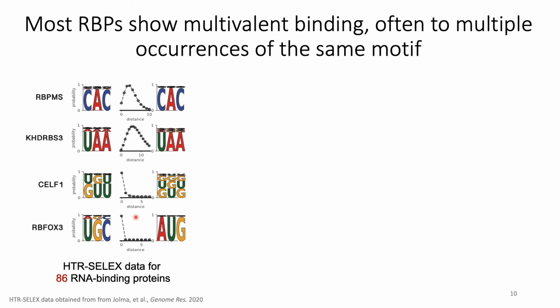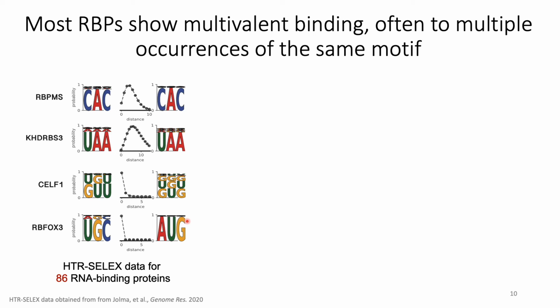So to do that, I looked at the high-throughput SELEX data for 86 RNA binding proteins, and I'm showing you the BMF results for 4 different RNA binding proteins in this dataset. We do see that for some of these proteins, we have bipartite binding, shown by the higher distance preference between the two cores. And for some others, we just see the binding to a longer stretch of RNA.